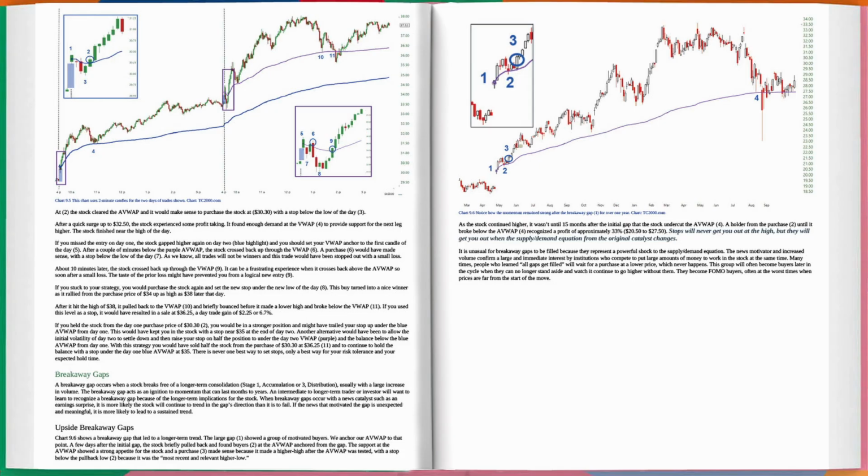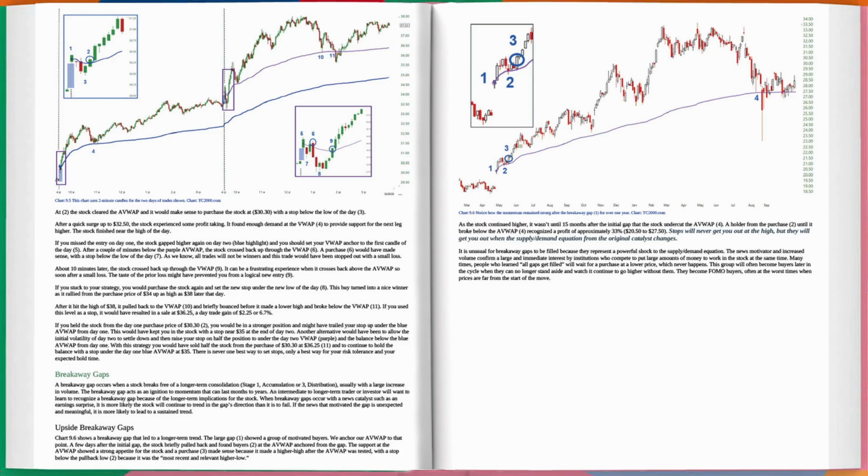$38 later that day. After it hit the high of $38, it pulled back to the VWAP, 10, and briefly bounced before it made a lower high and broke below the VWAP, 11. If you used this level as a stop, it would have resulted in a sale at $36.25, a day trade gain of $2.25 or 6.7%.